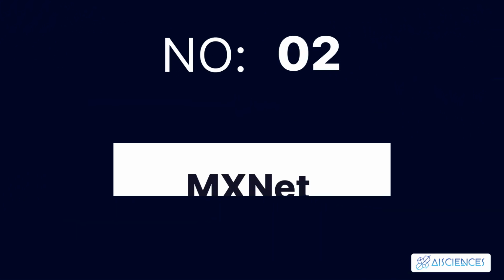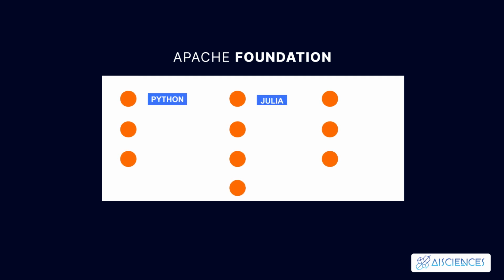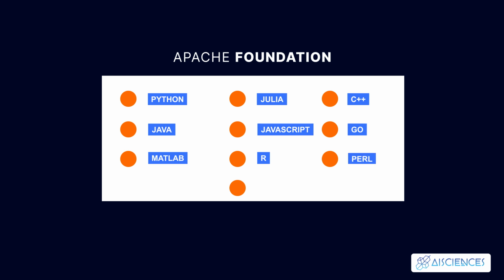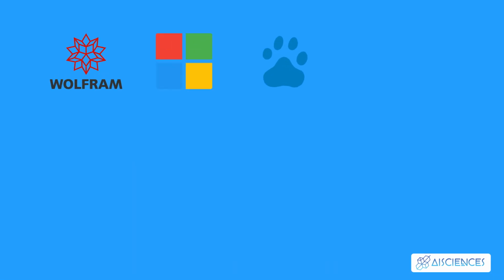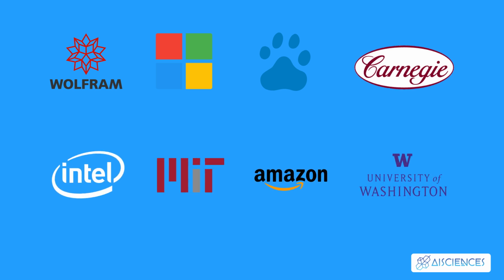Number 2. MXNET. MXNET, introduced by Apache Foundation, is an open-source DL library. This fast, flexible, and scalable deep learning library has support in many programming languages, such as Python, Julia, C++, Java, JavaScript, Go, MATLAB, R, Perl, and Scala. Wolfram Research, Microsoft, Baidu, Carnegie Mellon, Intel, MIT, Amazon, and the University of Washington use and support MXNET.